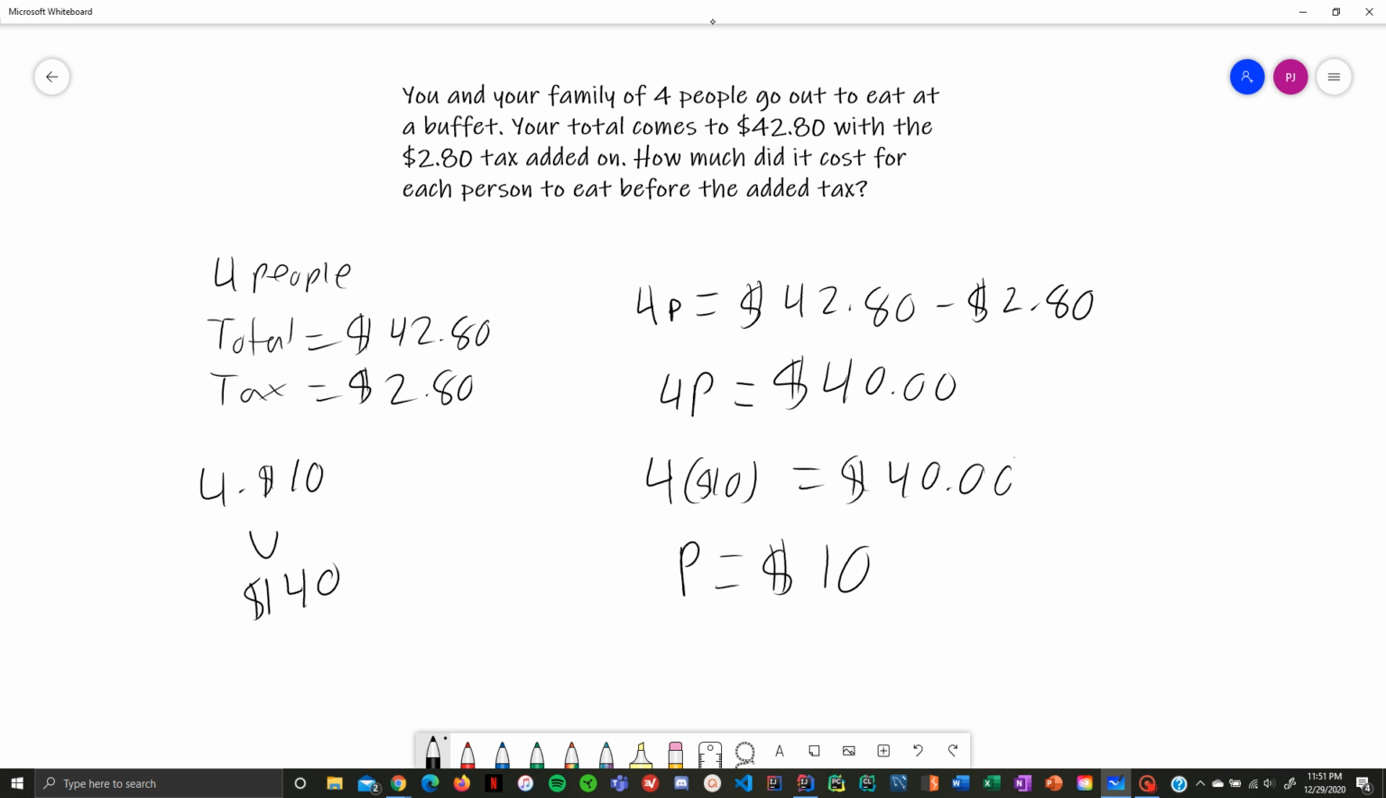It cost $10 for each person to eat at the buffet before the tax was added on.